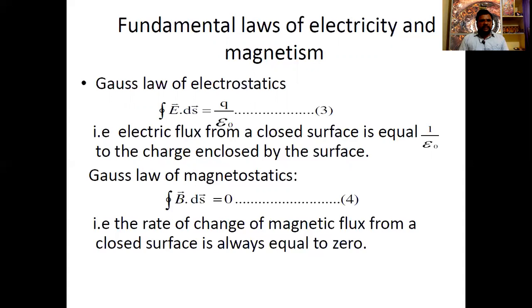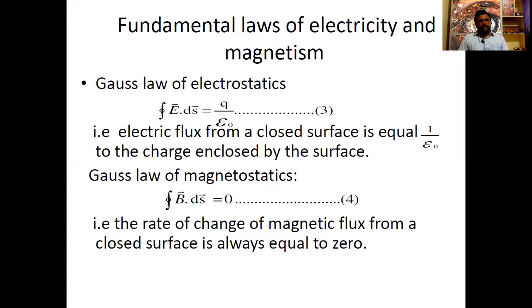So Gauss law of electrostatics can be written mathematically as the integral over a closed surface of E bar dot ds bar is equal to q by epsilon naught, where q is the charge enclosed by that particular closed surface, and epsilon naught is the permittivity of free space. So this equation tells that the electric flux from a closed surface is equal to 1 by epsilon naught times the charge enclosed by the closed surface. This is the actual statement of Gauss law of electrostatics.